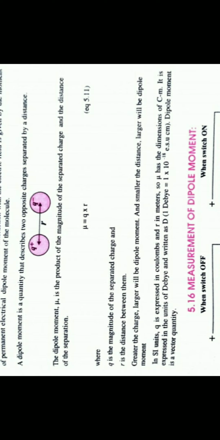So Q positive and Q negative are separated by distance r. The dipole moment mu is the product of the magnitude of the separated charge and the distance of separation. So here mu is the dipole moment, which equals Q times r, where Q is the magnitude of the separated charge and r is the distance between them.